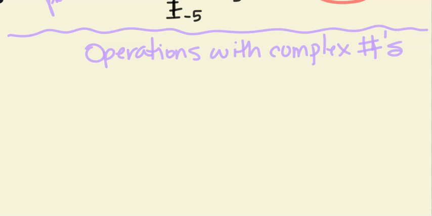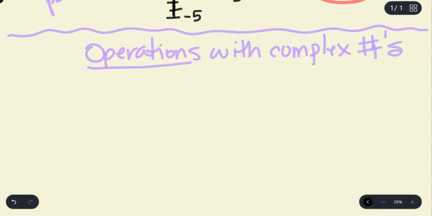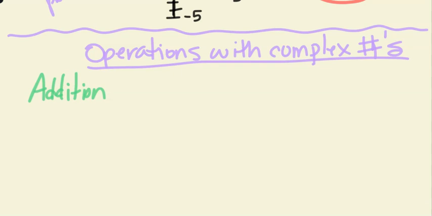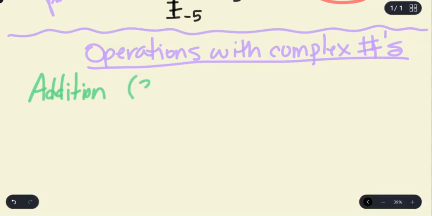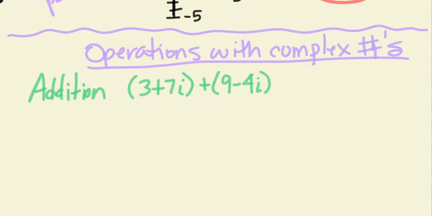So we've got operations with complex numbers. And let's do addition first. Addition is simple. It's just like addition of functions. You have to have like terms. So let's say I have 3 plus 7i plus 9 minus 4i. That's an addition of two complex numbers.